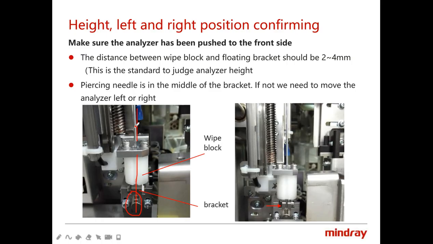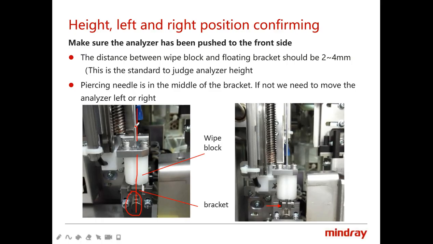But maybe you will ask, there is a pin and a location hole between the analyzer and the check module. How to move it left and right? If you observe the location pin of the analyzer, you will find it is fixed by two screws, and you can loosen the two screws and move it a little left and a little right. This is how to adjust the left and right position between the analyzer and the check.